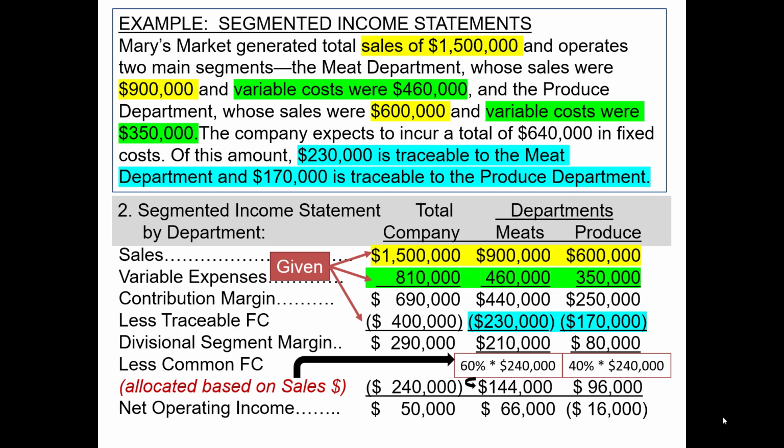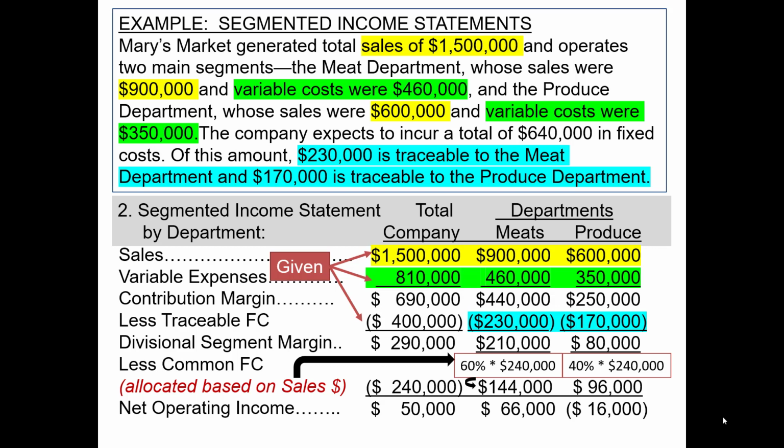Now, looking at this segmented income statement, you can see that the company does have earnings of $50,000, but the reason they may be concerned about the produce department is that it is showing a loss of $16,000. Notice, though, that produce is covering its own costs. It is covering all of its variable expenses and its direct fixed costs, and showing a positive segment margin of $80,000. It just cannot cover all of the common costs that is allocated to it.